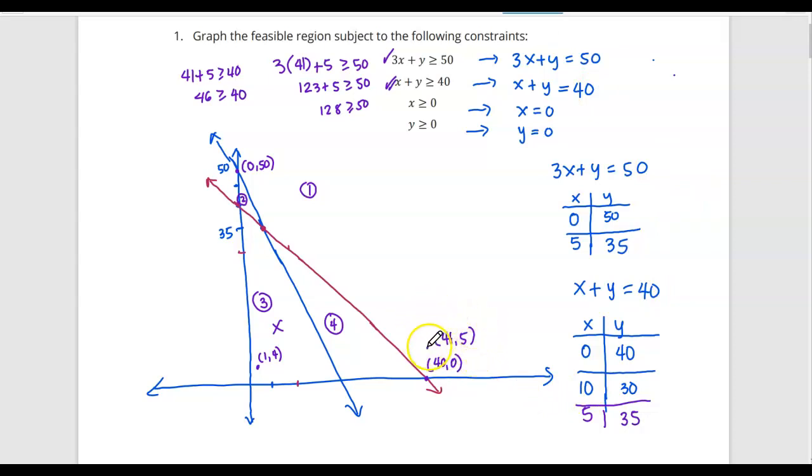Therefore, we conclude that region 1 is our feasible region. We have seen a point on region 1 that satisfies both of our inequalities. So therefore, this is our feasible region. If you aren't satisfied, you can go ahead and pick a representative point on this region here. And you will see that one of the inequalities won't be satisfied. Only the points that lie on this region here will satisfy both of these inequalities.